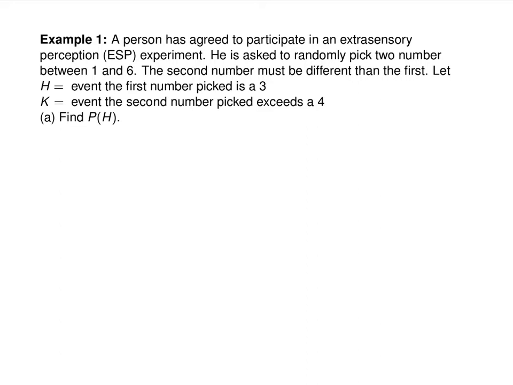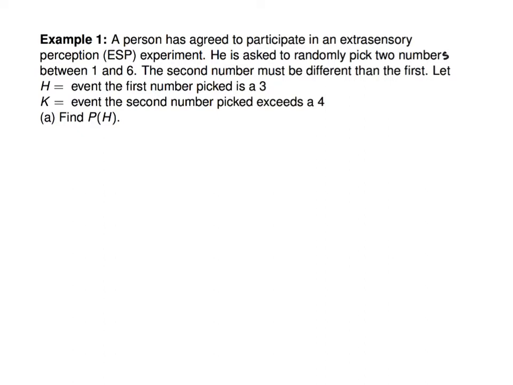So a person has agreed to participate in an extrasensory perception experiment. He is asked to randomly pick two numbers between 1 and 6. The second number must be different than the first. So let's let H be the event that the first number picked is a 3, and K be the event that the second number picked exceeds a 4.